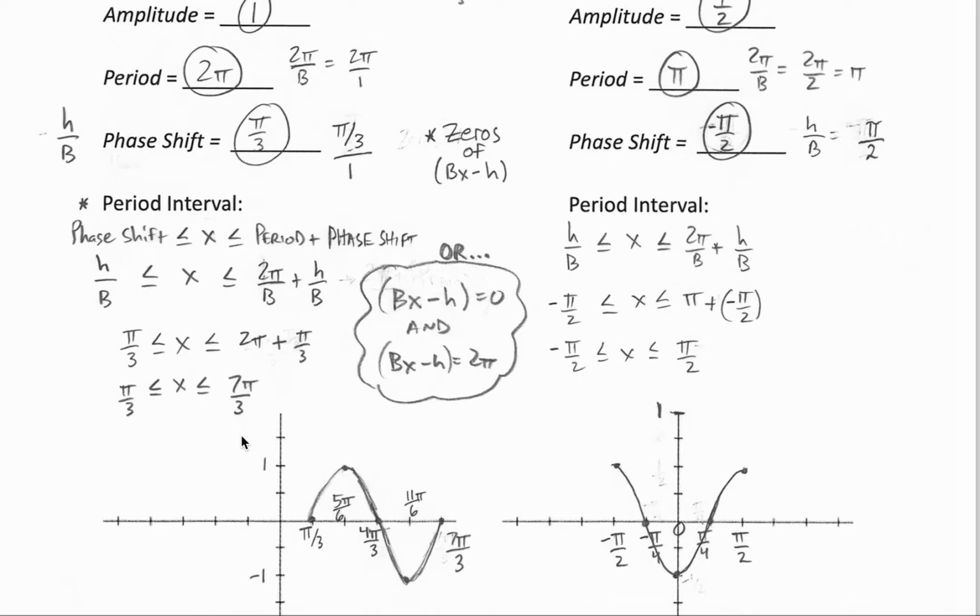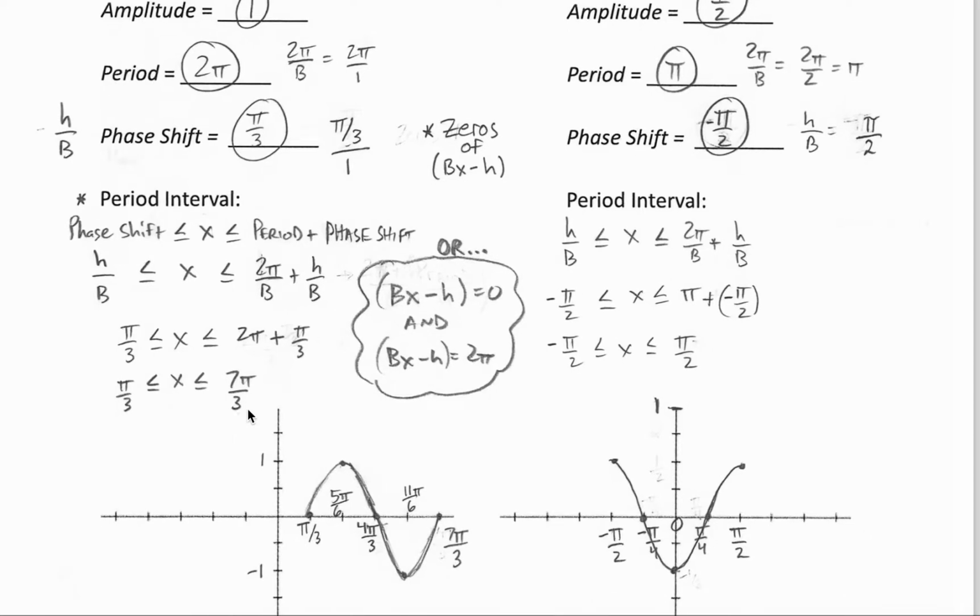So a couple of different ways that you can think conceptually about this phase shift and then labeling your period interval. The left side of your interval is going to be that phase shift, that horizontal shift divided by your horizontal stretch. Kind of confusing there.